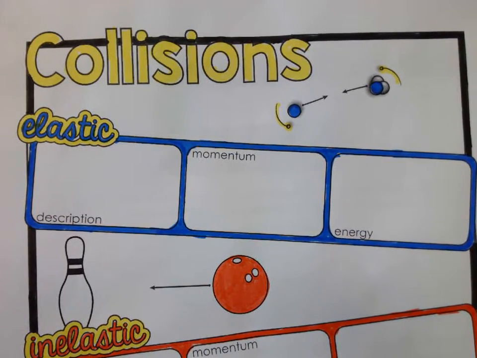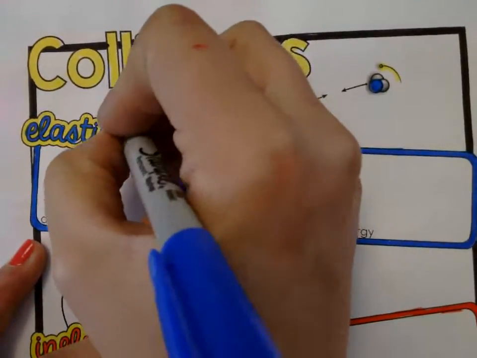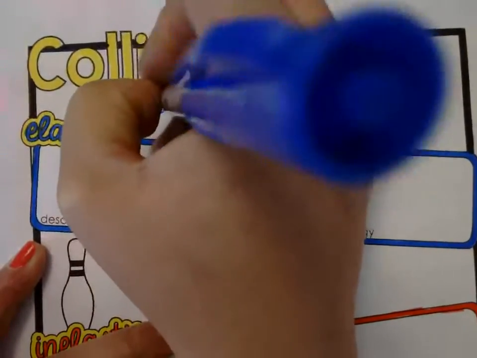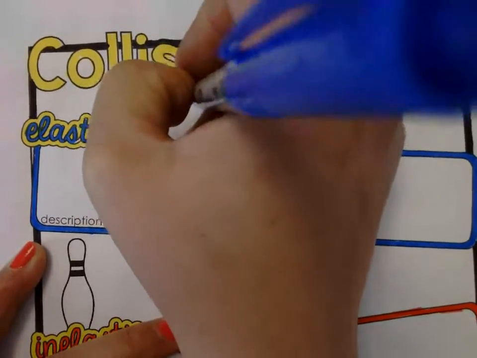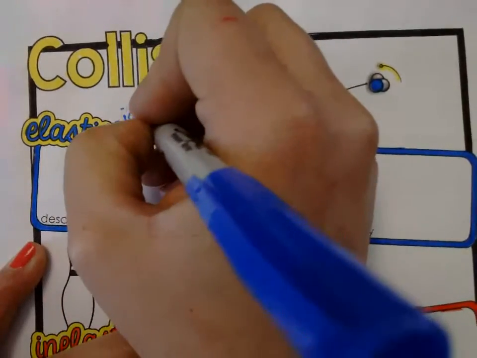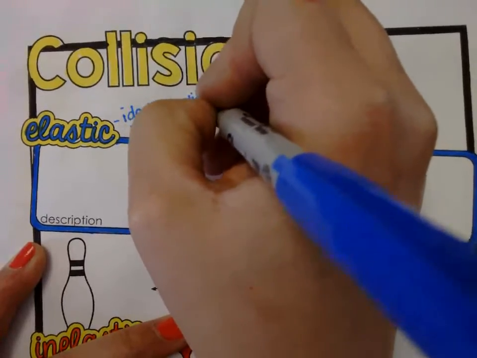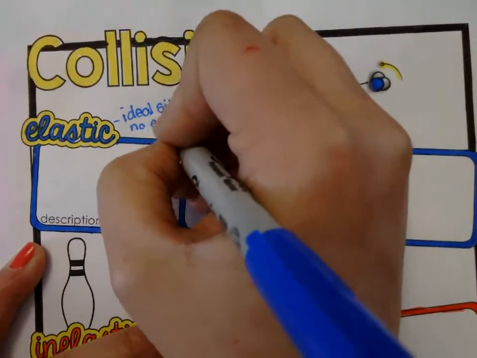There's three types of collisions when we discuss collisions in a sense of momentum. There's elastic collisions, there's inelastic collisions, and there's completely inelastic collisions. An elastic collision is an ideal situation. So it's our ideal collision. And in an elastic collision, no energy leaves the system. So this is ideal. This is what we want to happen. It's very rare for this to happen.